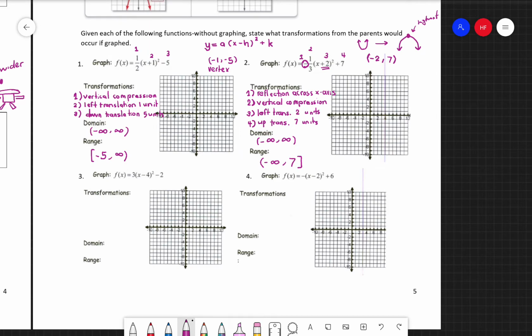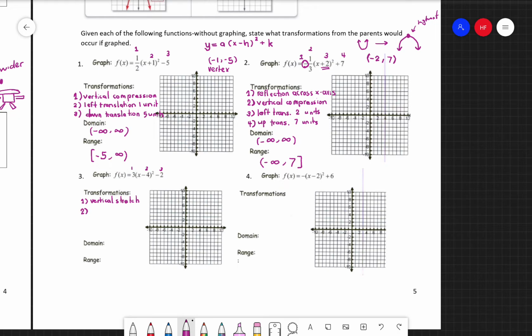Number 3, we have 3(x - 4)² - 2. So we've got 1 change, 2 change, 3 change. So the first transformation is that 3. So we have a vertical stretch by a factor of 3, which means the graph is going to look taller.